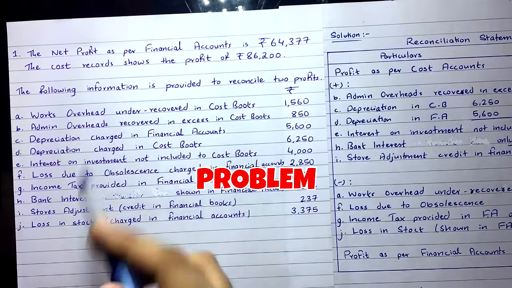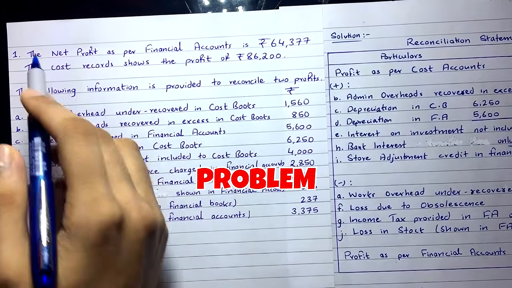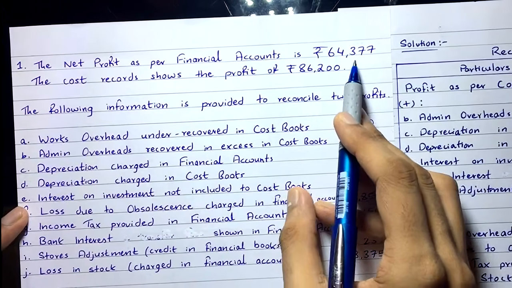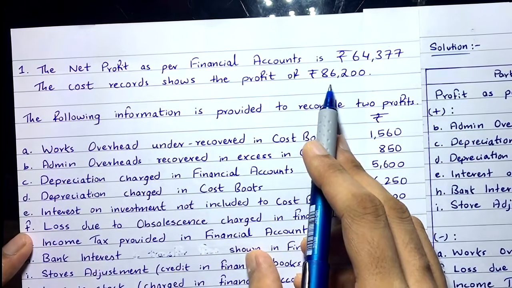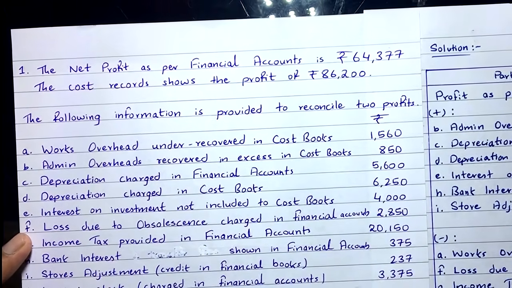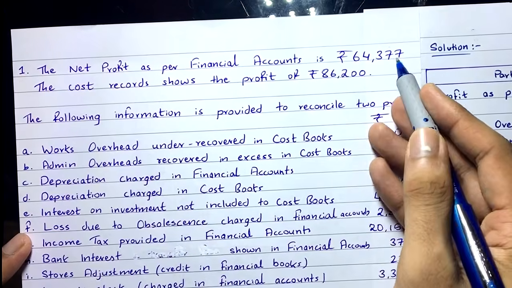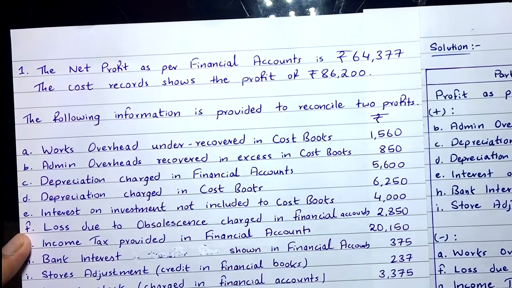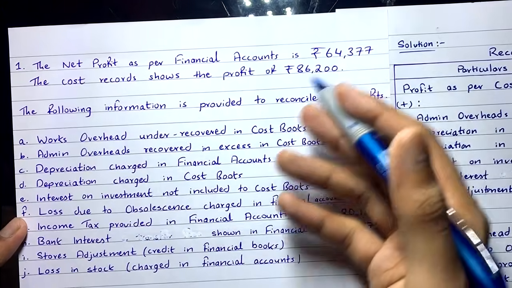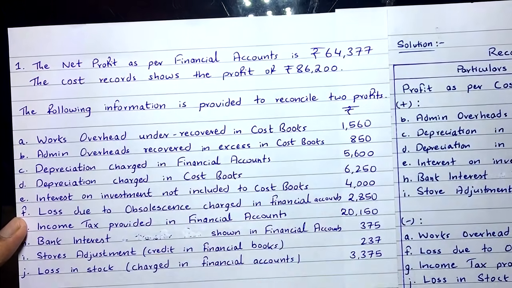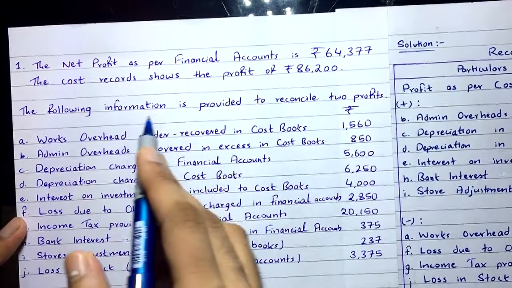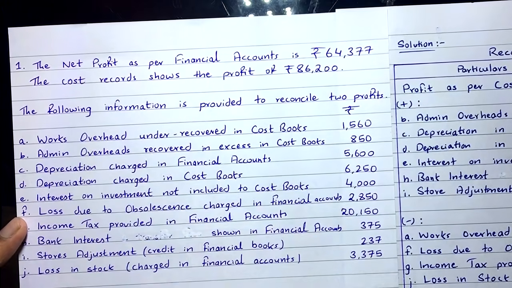Now here we have the problem. See the question over here. It's very simple. The net profit as per financial accounts is rupees 64,377. The cost record shows the profit of rupees 86,200. So now here we have two profits, financial profit and costing profit. Now here what do we have to do? These two profits are different. So we have to reconcile these two profits on the basis of these transactions. Okay, the following information is provided to reconcile these two profits.